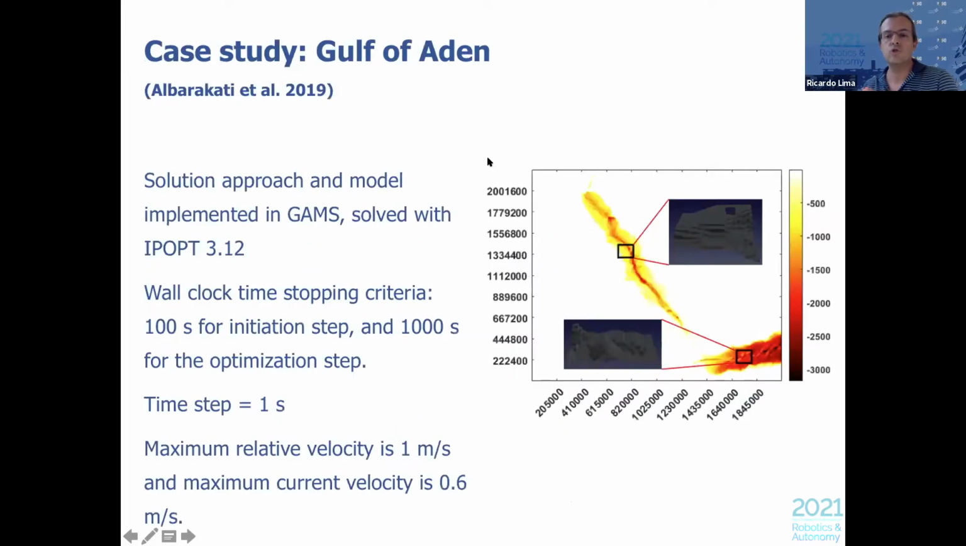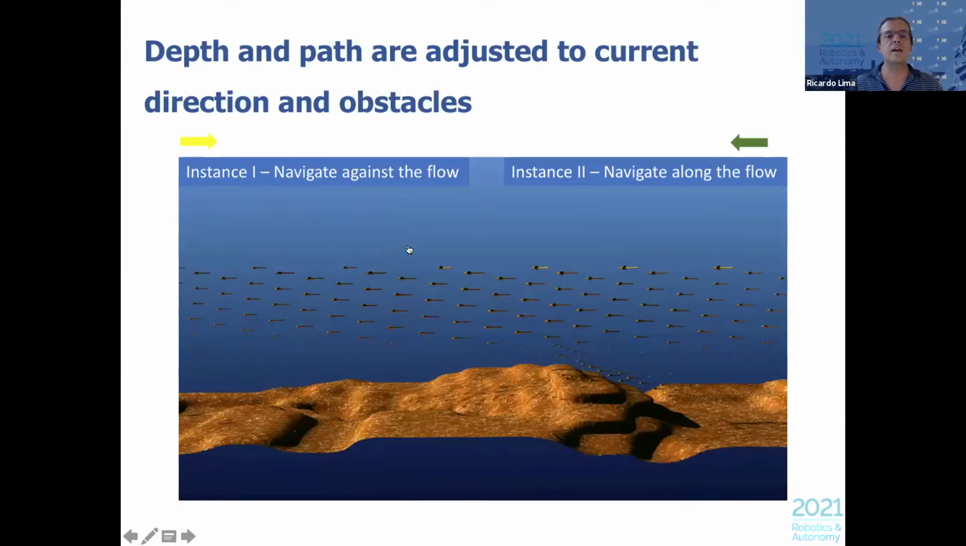What I'm going to show you now is an example of a case study for the Gulf of Aden. There are some details here in terms of optimization, but what I will show you is the results of two instances, where in one instance we navigate against the flow, and in the other instance we navigate along the flow.